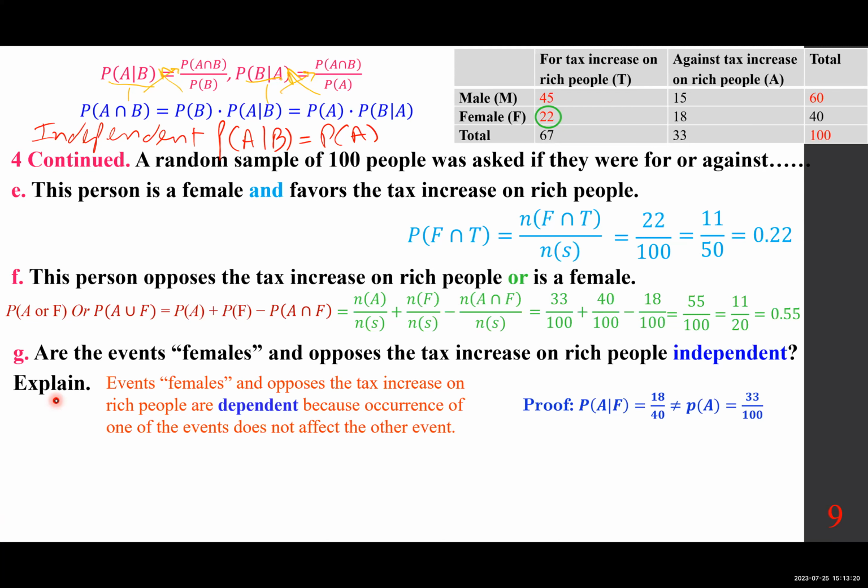Now, you could try, I'm going to leave this for you. You could try probability of F given A and show that it's not equal to probability of F. So I'm going to call this number 1. I'm going to call this number 2. You don't have to do both. One is good enough.